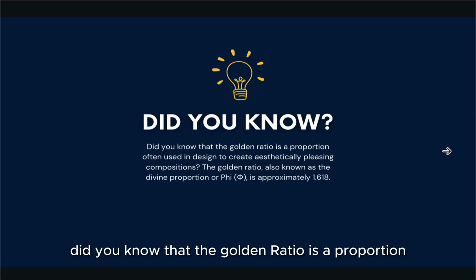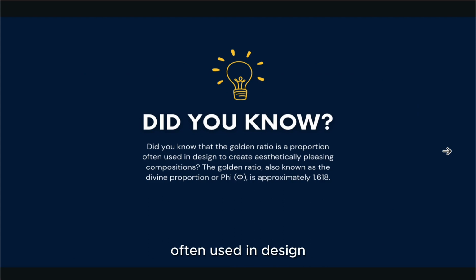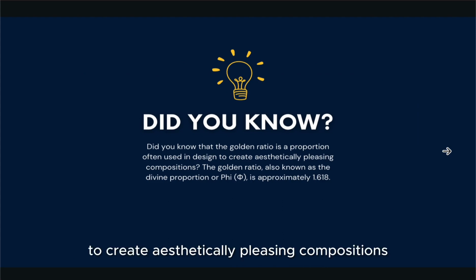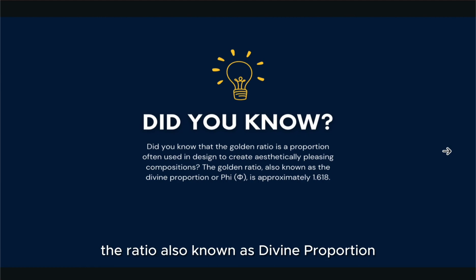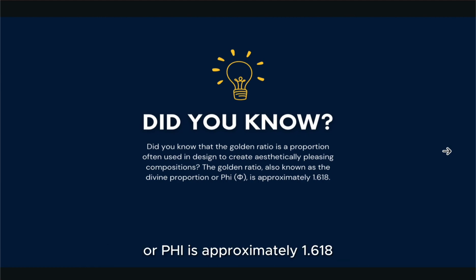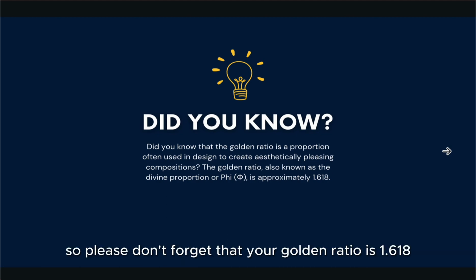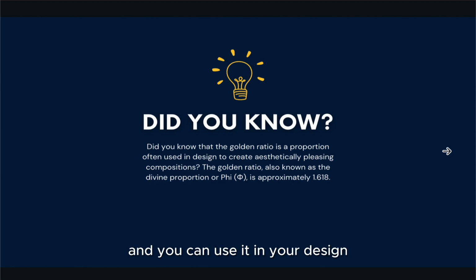Did you know that the golden ratio is a proportion often used in design to create aesthetically pleasing compositions? The ratio, also known as divine proportion or phi, is approximately 1.618. So please don't forget that. Your golden ratio is 1.618 and you can use it in your design.